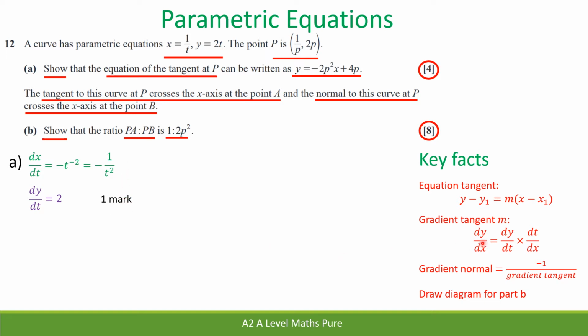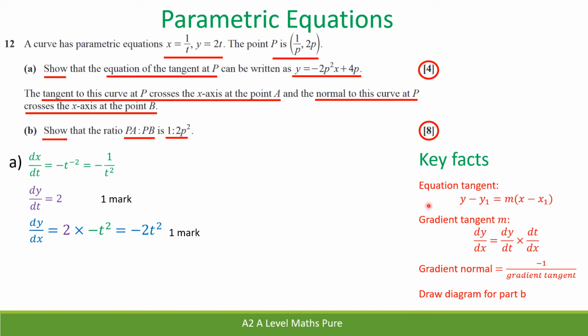We now need to substitute these into dy by dx to work out the gradient of the tangent. So dy by dx is dy by dt, which we know is equal to 2, times dt by dx. Now we know dx by dt, so we have to do the reciprocal. So dt by dx is going to be 1 over minus 1 over t squared, which is just going to be the same as minus t squared. So I've got 2 times minus t squared, which is going to give me minus 2t squared for your second mark.